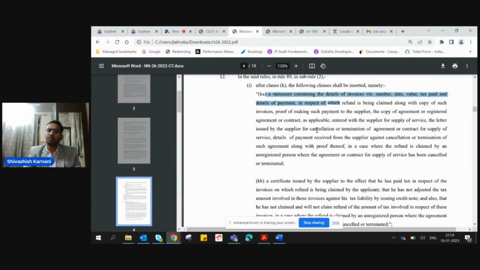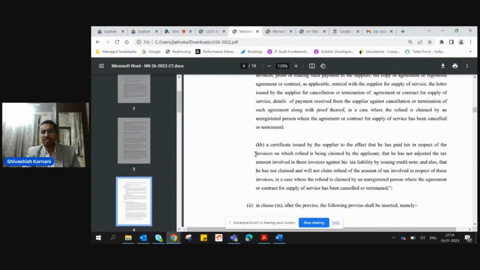Before going to that tabular format of the statement, let's see what the other requirement is. The other requirement is a certificate issued by the supplier to the effect that he has paid the tax in respect of the invoice on which refund has been claimed by the applicant, that he has not adjusted the amount of tax involved in these invoices against his tax liability by issuing a credit note, and also that he has not claimed and will not claim any refund of the tax involved in these invoices, in a case where refund is claimed by an unregistered person where the agreement or contract for supply of services has been cancelled.